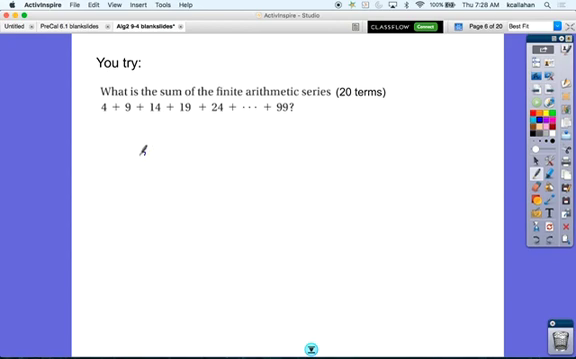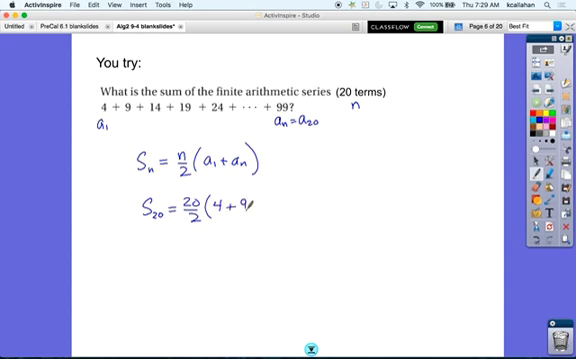So again, I'm going to write down my formula because I always write down my formulas before I fill them in with values. Okay, so that n is given. The first term is visible. The last term is visible. This is an, which is going to be A20 because it's 20 terms. And so I'll fill everything in here. S20 equals n over 2 will be 20 over 2. First term is 4. Last term is 99.